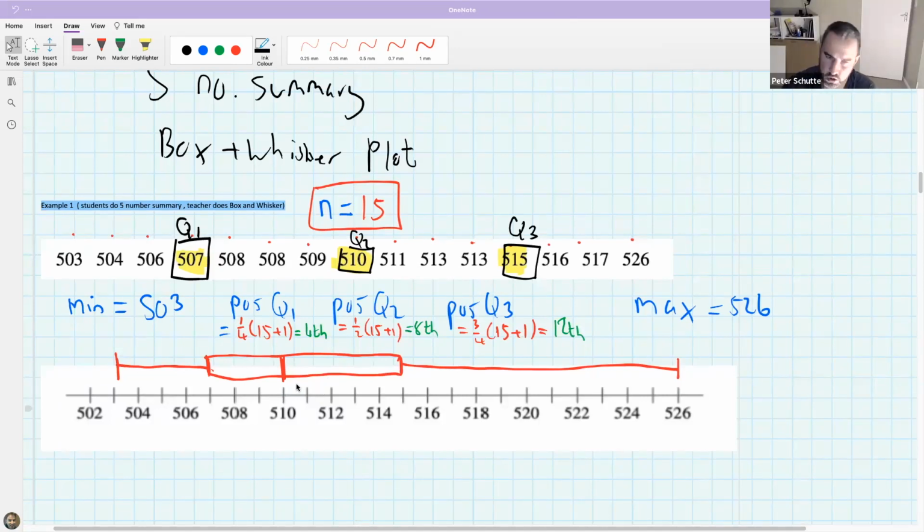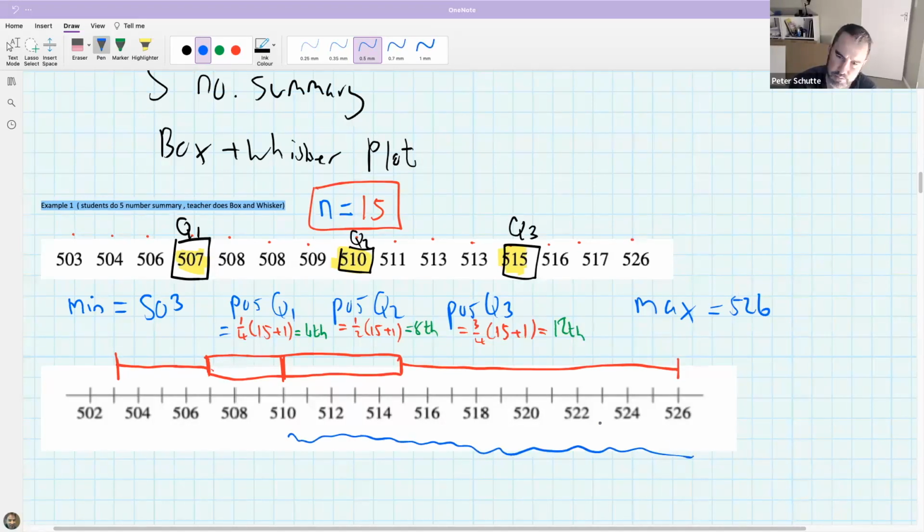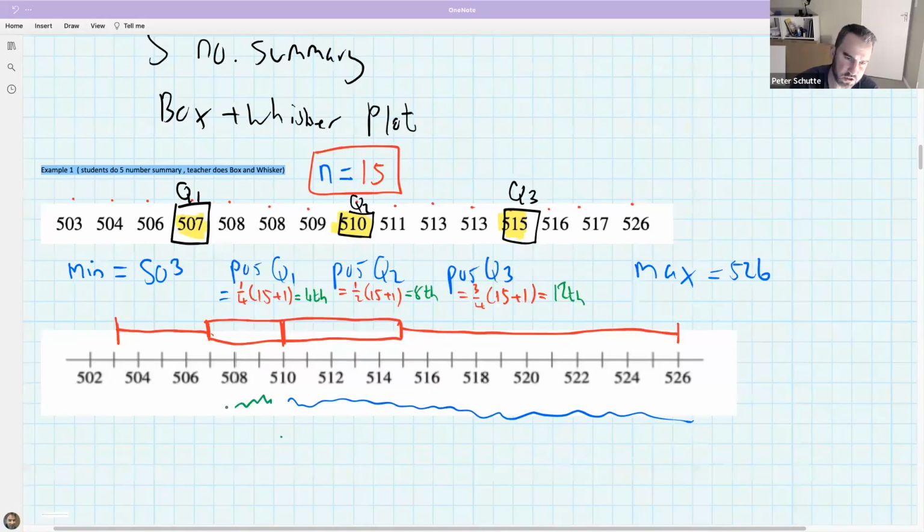I do want to ask you, if you look at the top 50% of the data, you can see it going from here up to here. And if you look below 510, you see the lower 50% of the data. What do you notice the difference is between the blue squiggle and the green, or the top 50% and the bottom 50% of the data? How would you describe that difference?